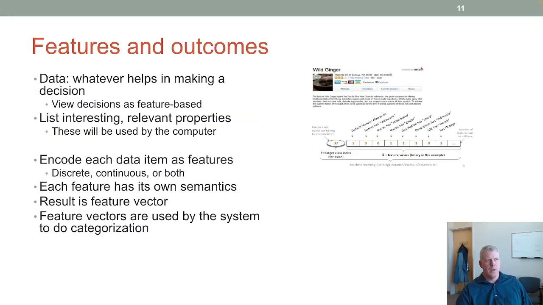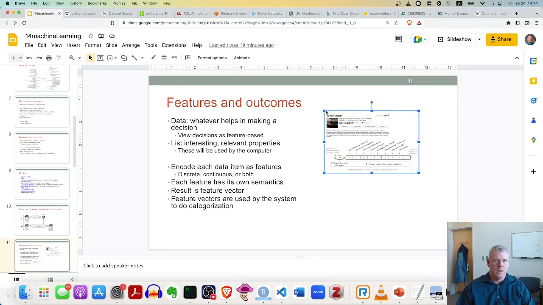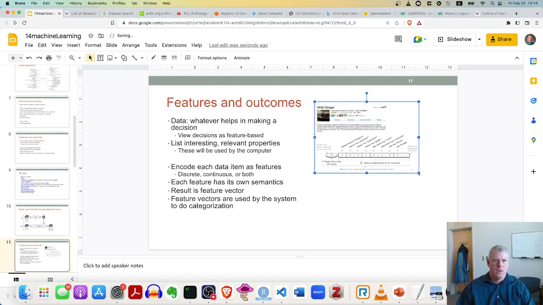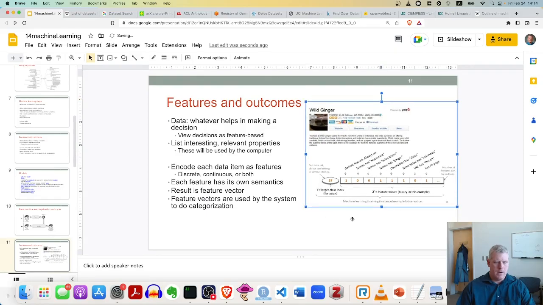Here's an example of features and outcomes. So let's say, again, whatever data helps us make a decision. Here on the right-hand side, let me make this a little bigger. Let me just edit it on the fly as I'm recording. This should be a little bit bigger so we can see better.